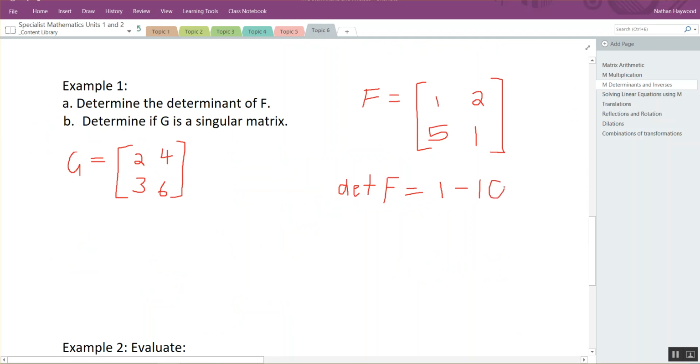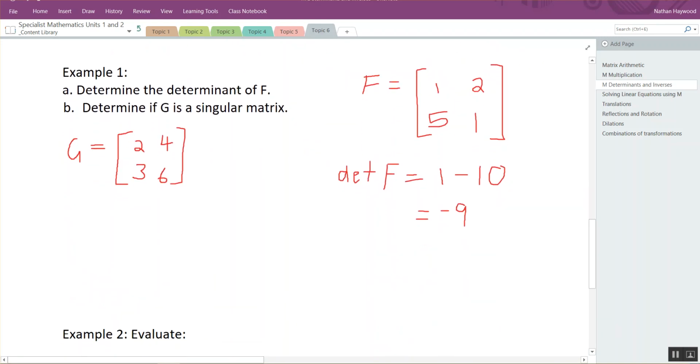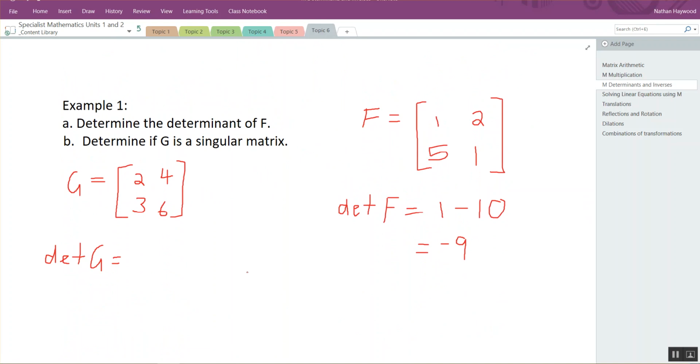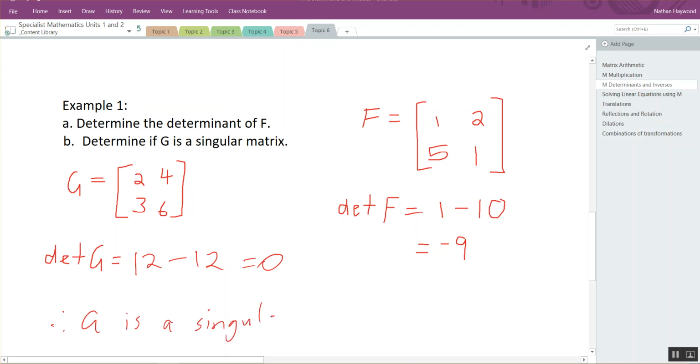1 times 1, 2 times 5 is -9. Yes. So if we were finding the inverse of F, outside the matrix would be 1 over minus none. And the next line of communication is, if it's 0, it's a singular matrix. 12 minus 12 equals 0. Therefore G is a singular matrix.